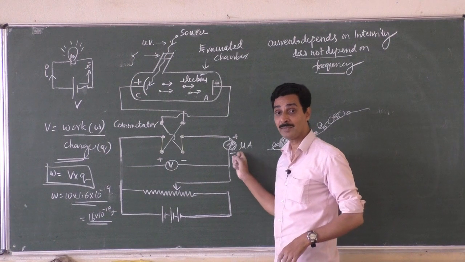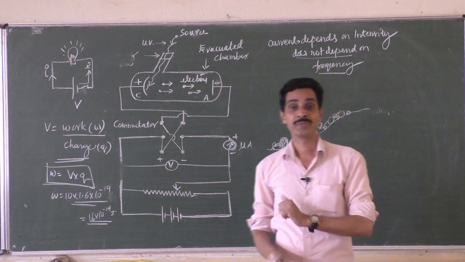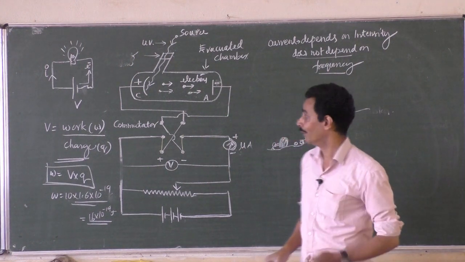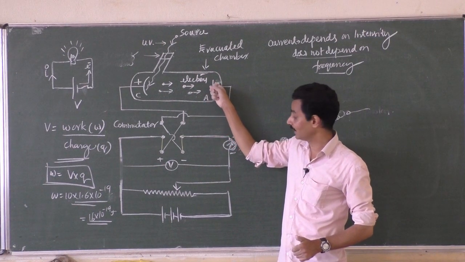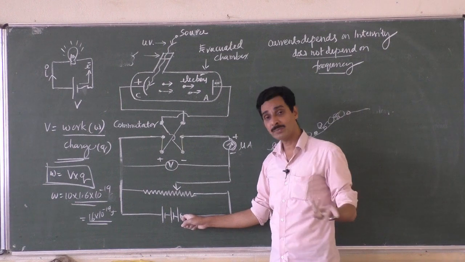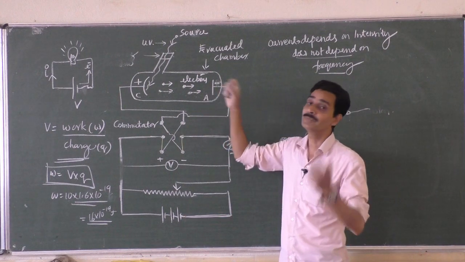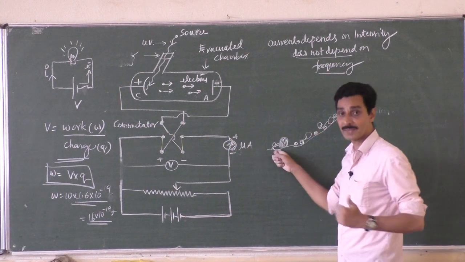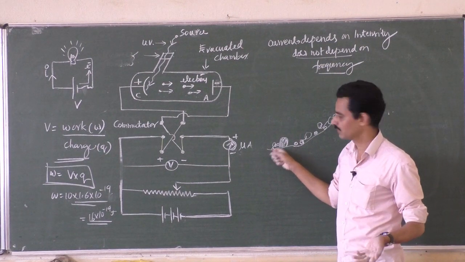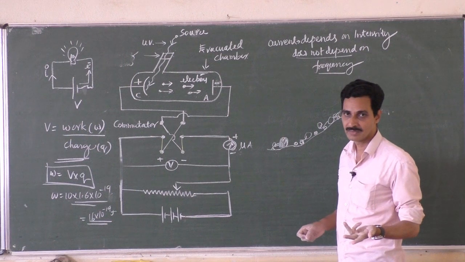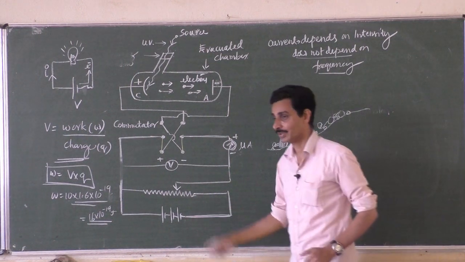So will the current become zero? That's my question now. Will the current become zero? No, because even though this is negative, the negative voltage given by this may not be enough to stop these electrons. Even if you have a person here, the strength of that person may not be enough to stop these stones, isn't it?